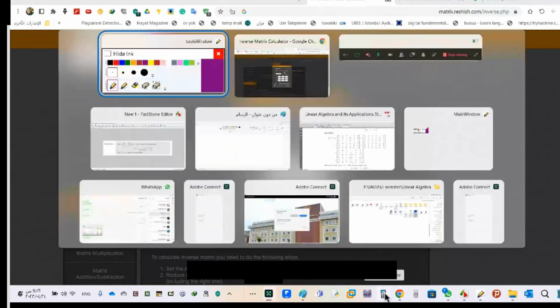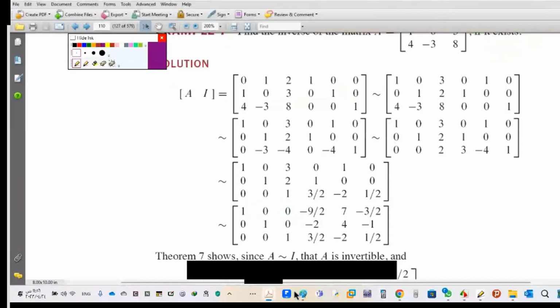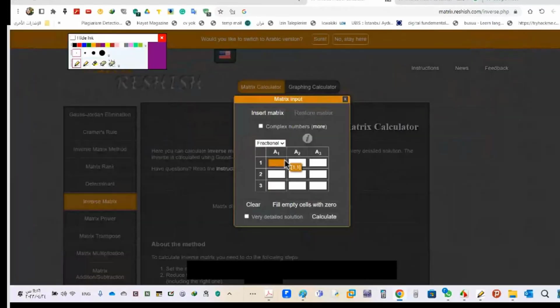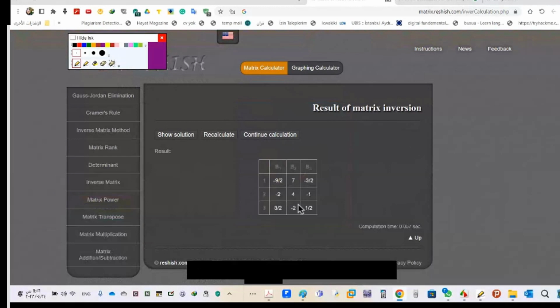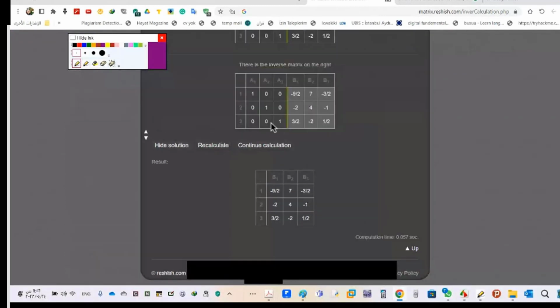Where is our book? It was 0, 1, 2, so we go here. 0, tab 1, tab 2, then 1, 0, 3, then 1, tab 0, tab 1, 3, tab 4, minus 3, I guess, check. Yes, and after that, 8. Then calculate solutions, calculate. Here is the result. And you can see, show me the solution.